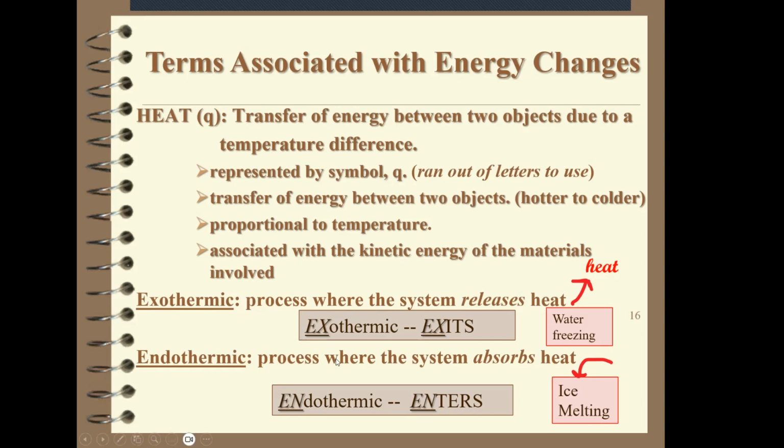Exothermic, remember I gave you a little memory device. Exit, exothermic, exits. So any process, chemical reaction, or phase change that releases heat is exothermic. Remember, we said then that delta H is negative. Any process that absorbs heat is endothermic. And the memory device I gave you was endo enters. Remember, when it's an endothermic process, delta H is positive. So you should know that.